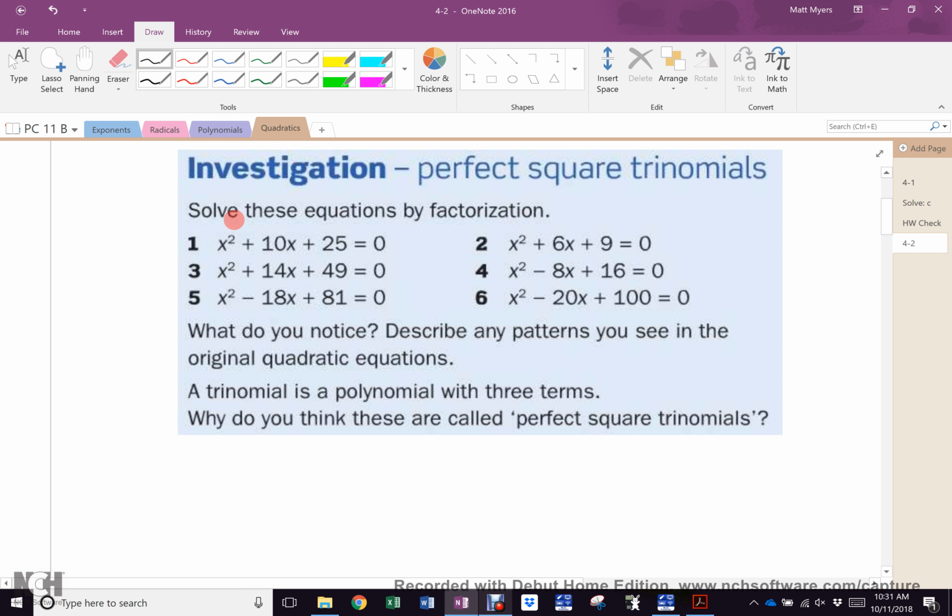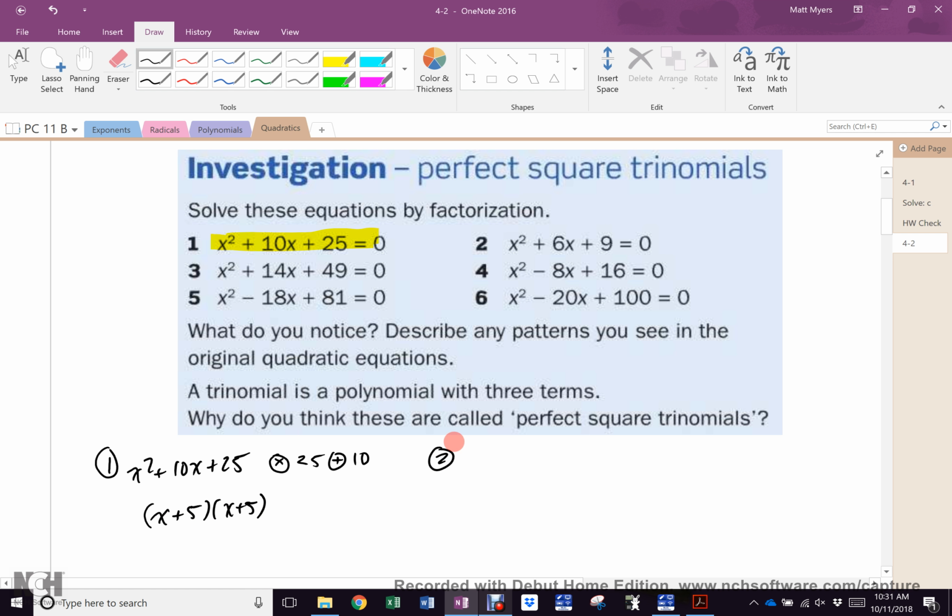If I asked you to solve all of those by factorization, you would notice something very, very quickly. Let's just solve the first one. What should I do with that? X squared plus 10x plus 25. I need factors that multiply to what? 25 and add to what? 10. What are they? 5 and 5. So it's x plus 5, x plus 5, right?